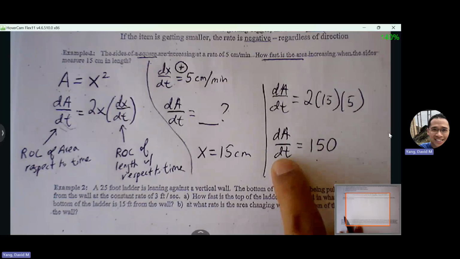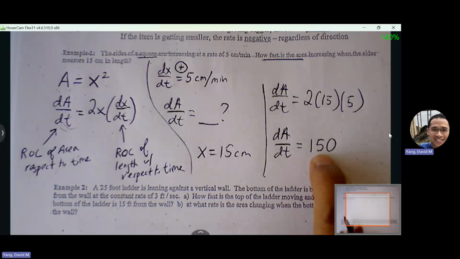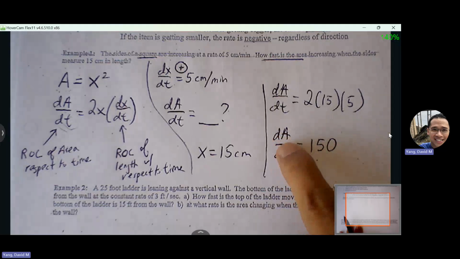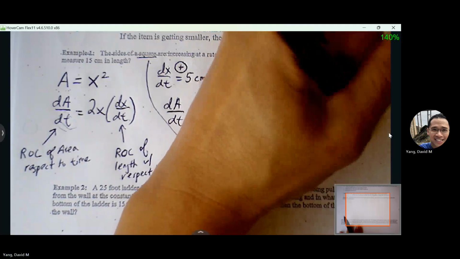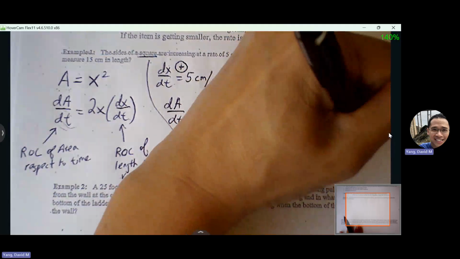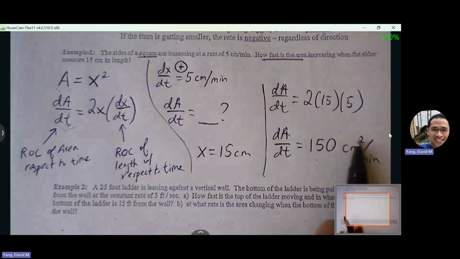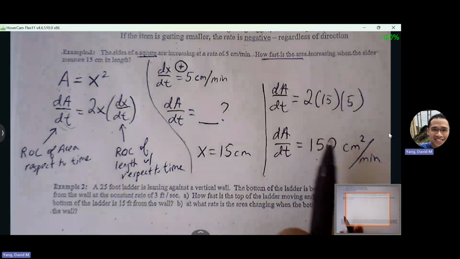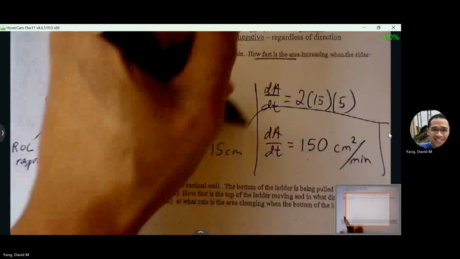So the area is going to be increasing at this rate. That's our answer. And then units, okay? When we talk about units, look at the variables that are involved and identify the units for each of those variables. So area is in terms of what? What's the unit for area? Centimeters squared. Okay, what's the unit for time? Minutes. So that's it. If you're ever struggling with a unit, look at your variables involved and put them over each other.